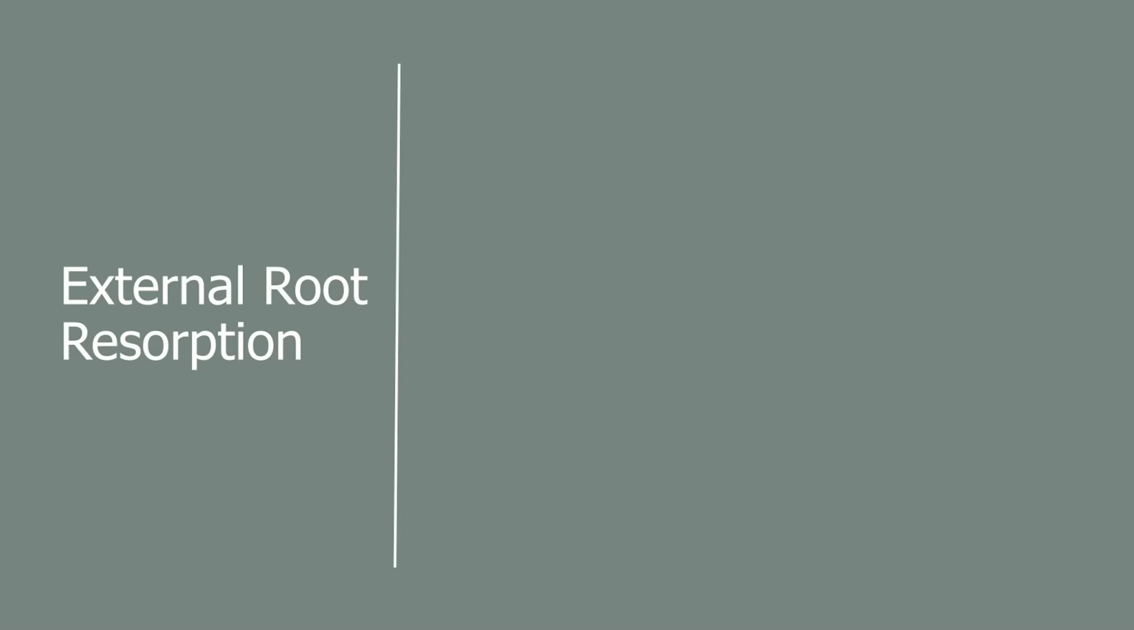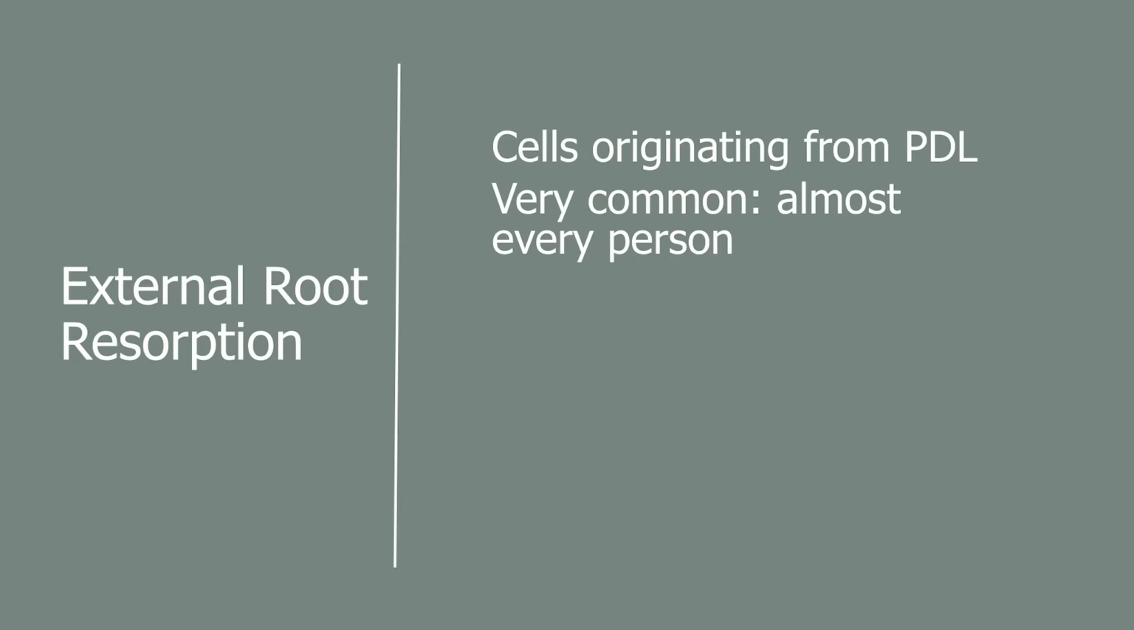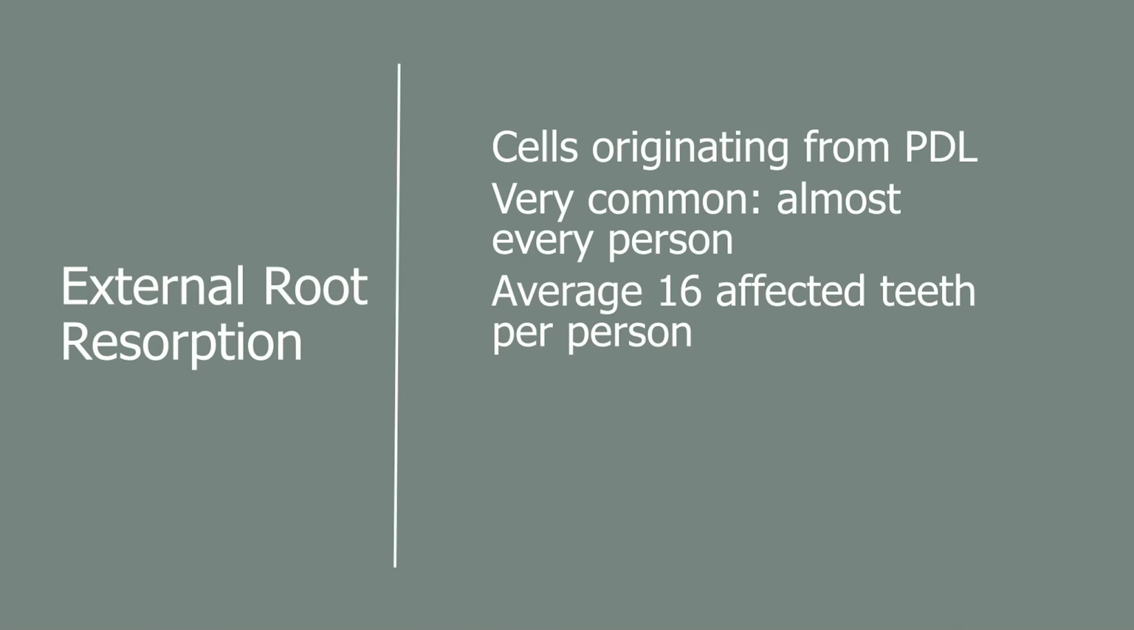External root resorption, the cells are originating from the periodontal space. This is very common. Almost everyone has it, which means probably you have, probably I have, and I don't really like it. On average, 16 teeth are affected per person, so that's even worse. There are two types. One is the cervical and one is the apical. Most of the root resorption is the apical type.